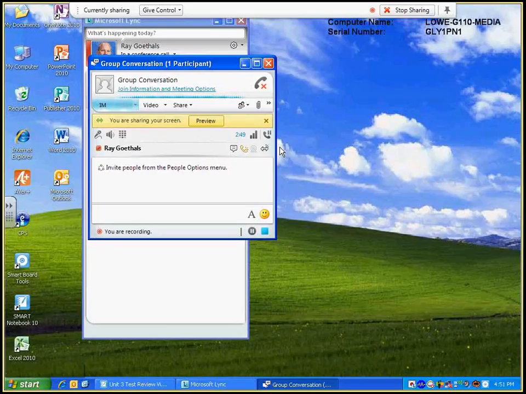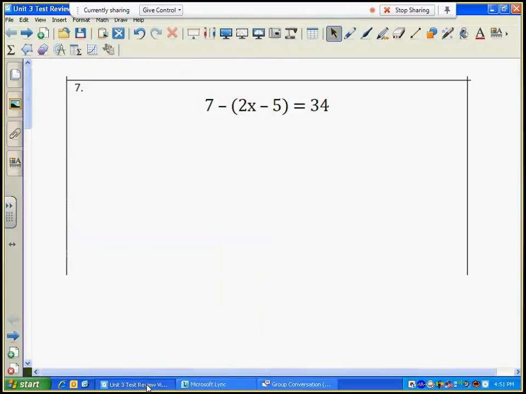Okay, gang, I'm going to go through 4 problems here on the Unit 3 test review to kind of give you guys a little bit of feedback on some of these problems. Let's start with number 7.